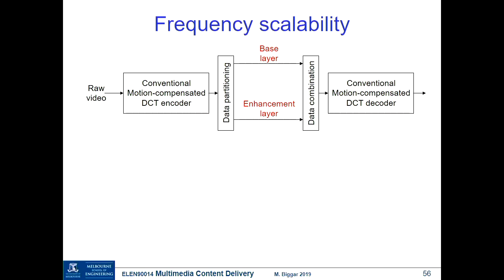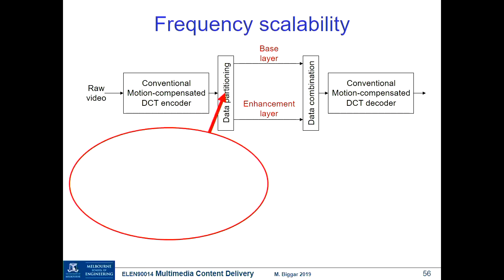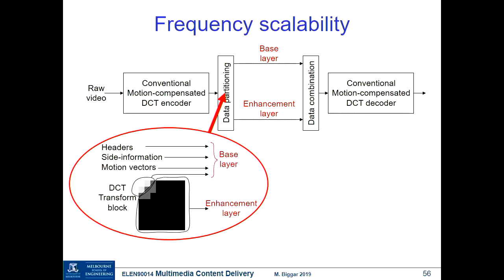So the idea would be, as illustrated here, all the headers, the side information, the motion vectors, and the low spatial frequency components go into the base layer, which allows a lower quality version to be decoded. And then if we want the enhancement information to improve the picture quality, we include the high frequency coefficients as well.